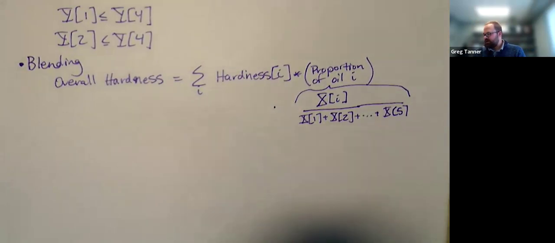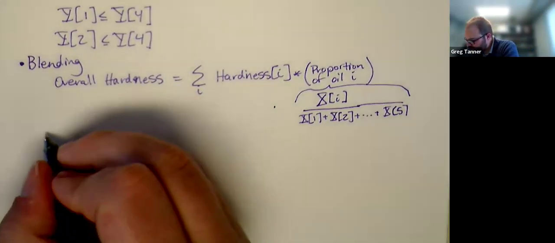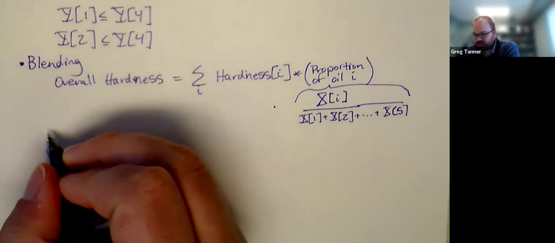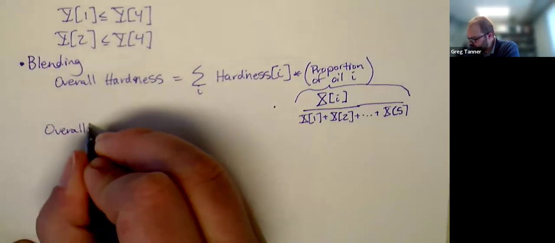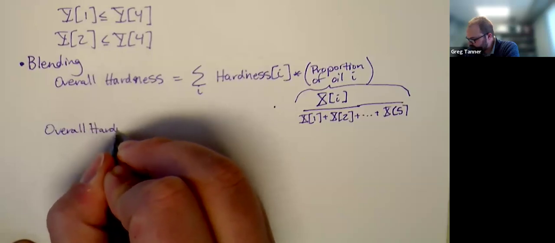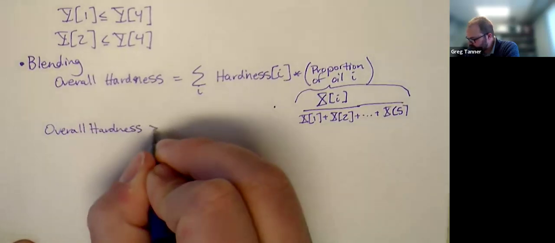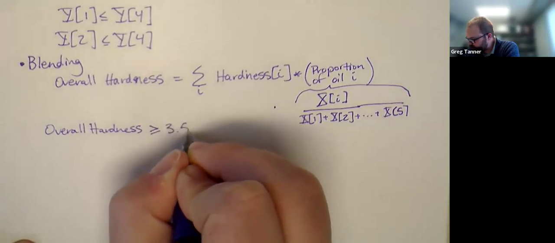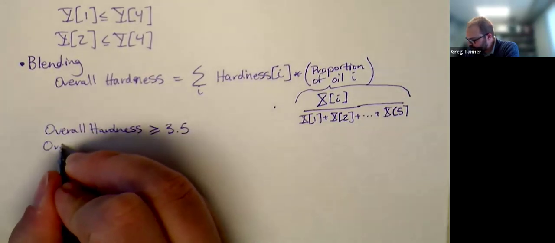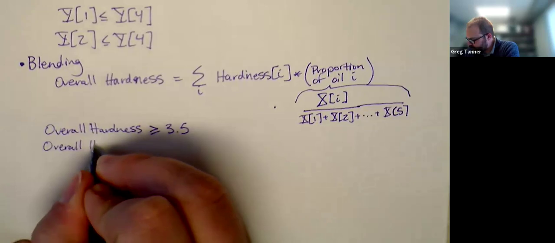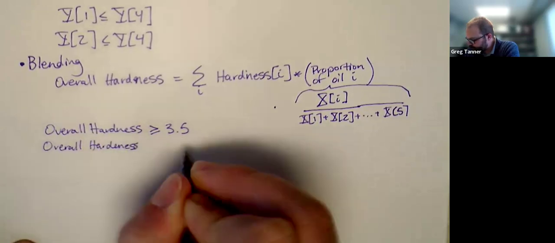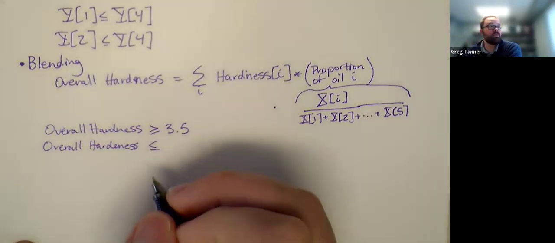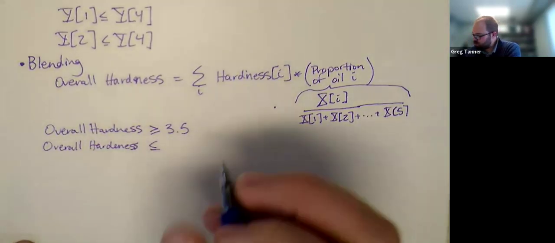And we want that overall hardness to be between, well, really this is two constraints. So we want the overall hardness to be greater than or equal to 3.5, and also we want that overall hardness to be less than or equal to, what is it, 6.2.